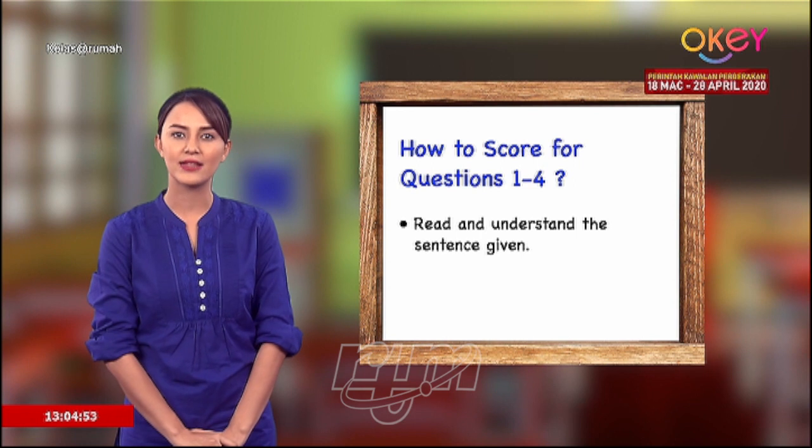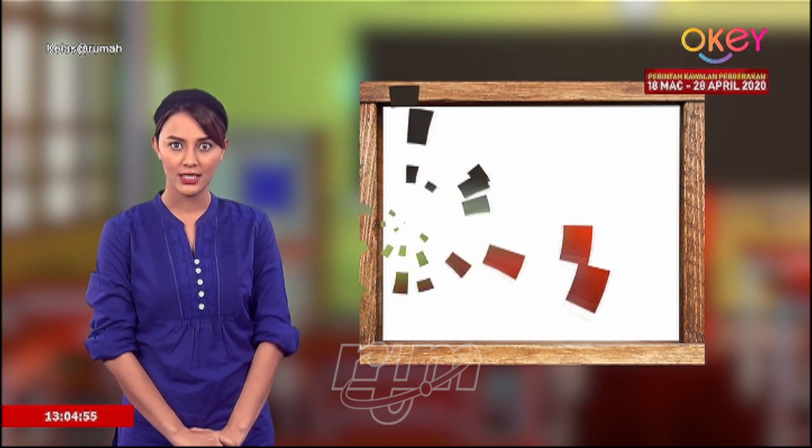Read and understand the sentence given. First, read the sentence given and try to understand what the sentence is trying to say. You can sometimes guess the meaning because the keywords are given.